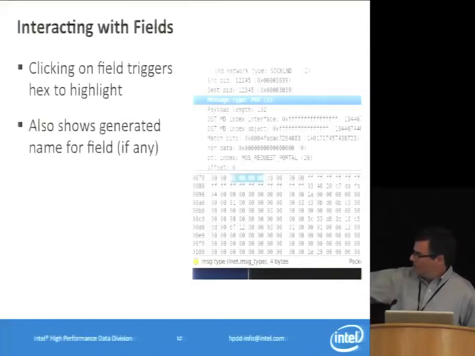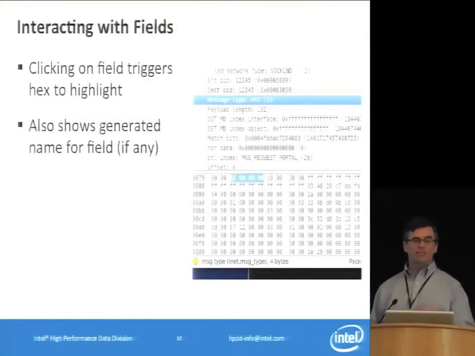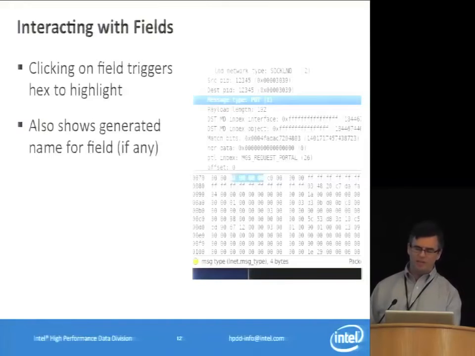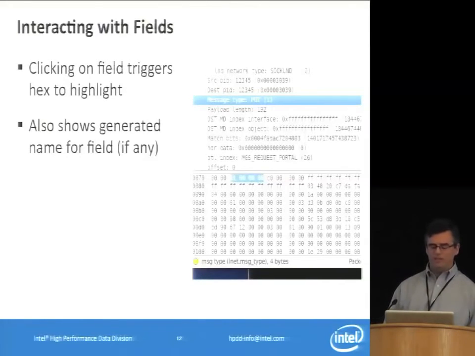At the bottom, the status line shows you in brackets what the known name for that field is. So in this case, it's lnet.msg_type. So that now tells me what I can type into the filter field if I want to filter on that field. So I can just type in as a filter lnet.msg_type = 1, and then all of a sudden I'll see all of the LNet put packets in my list.